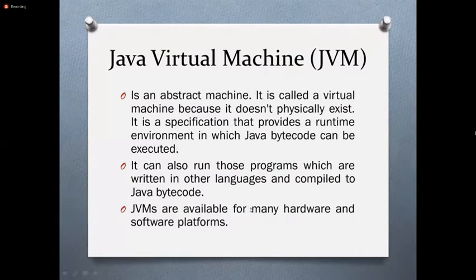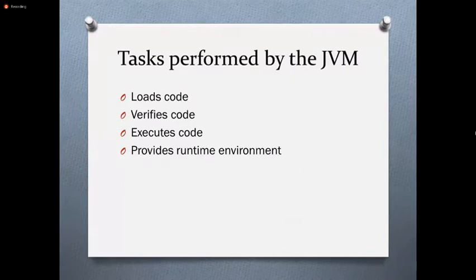JVMs are available for different hardware and for software platforms. Software platforms mainly means the operating systems. Then we can consider the tasks performed by the JVM. It will load the code, verify the code, execute the code, and it will provide the runtime environment. Right? Those are the tasks or the functions performed by the JVM.